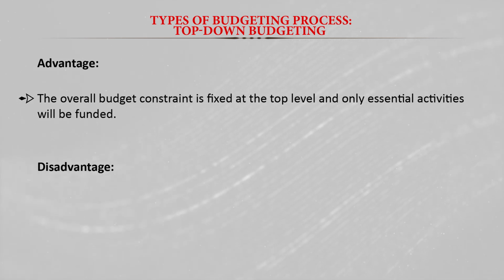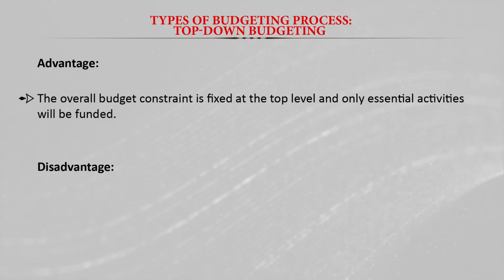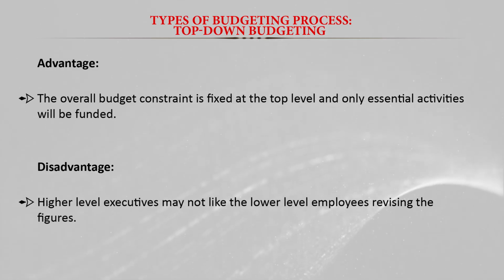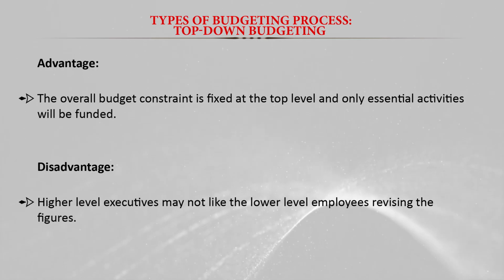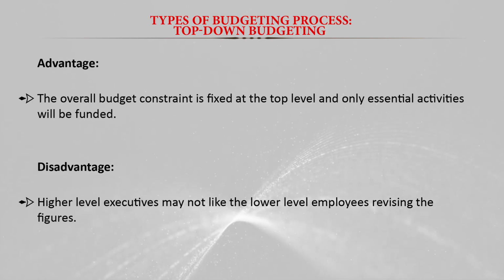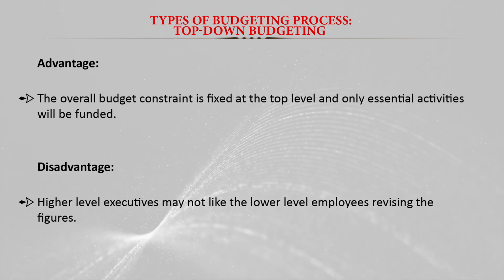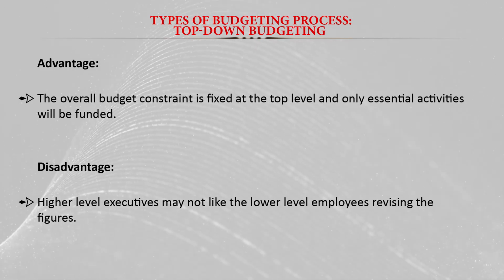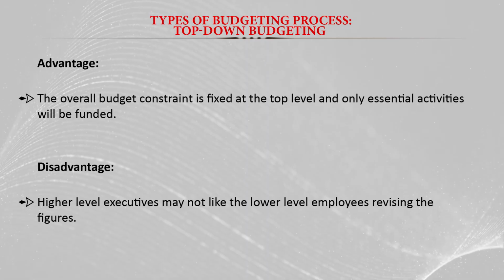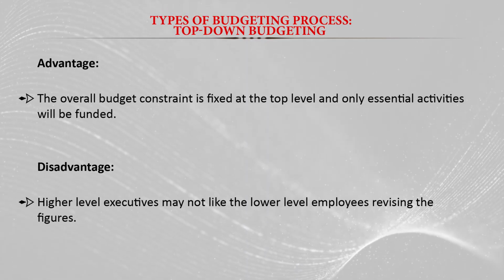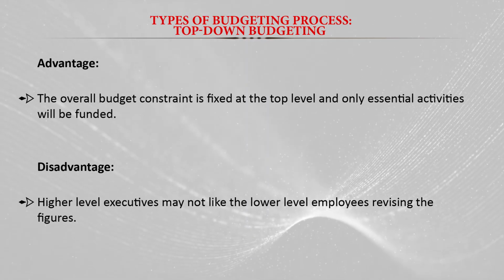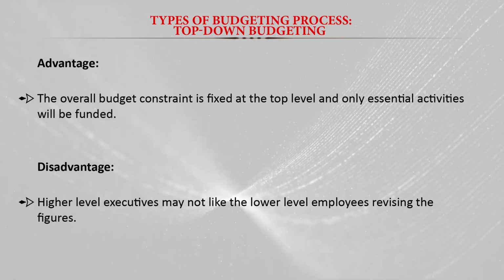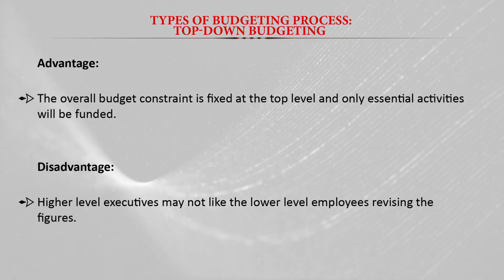The disadvantage of top-down budgeting is that higher-level executives may not like lower-level employees revising their figures. When the budget is given by the top level but the lower level also estimates their budget requirements, sometimes they don't like their figures being revisited by lower-level people.